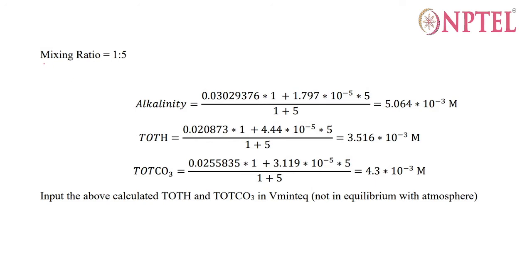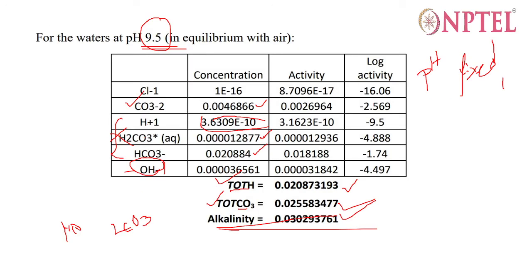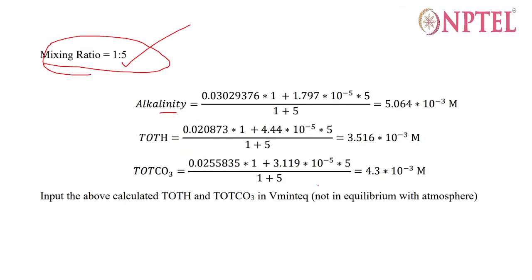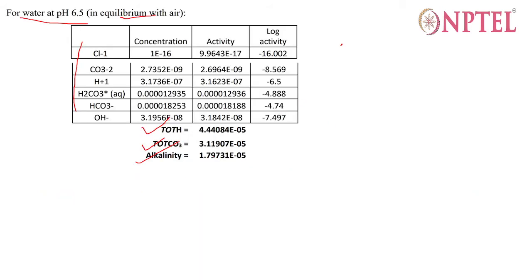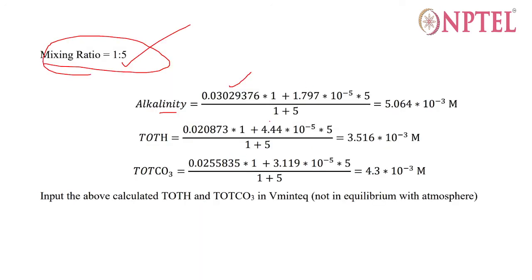Then what you have to do, the mixing ratio is 1:5, right? So this alkalinity will be the first alkalinity I'm taking here, this one, right? So the alkalinity I'm taking multiplied by 1, then the next one 1.79 multiplied by 5. This is the ratio 1 is to 5 and divide by 1 plus 5. So this is how we can solve. So we are getting this alkalinity of the mixed water.